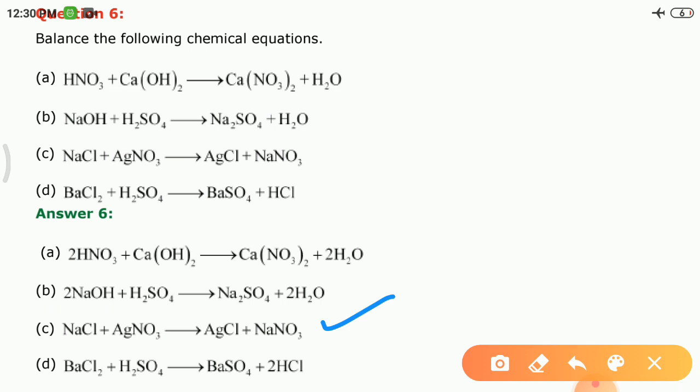Now D1 is barium chloride plus H2SO4 gives barium sulfate plus hydrochloric acid. This is also an already balanced equation, so we need not balance it. Barium chloride plus H2SO4 gives barium sulfate plus 2HCl. Here it will be 2HCl because 2 hydrogen and 2 chloride are there. Okay, other atoms are already balanced.